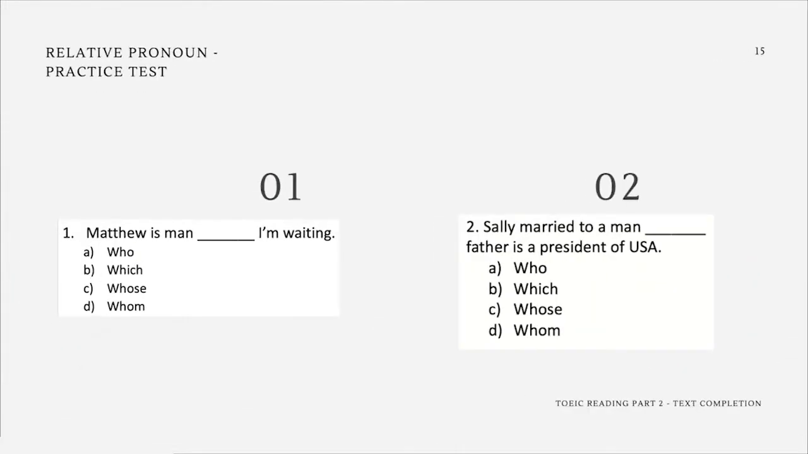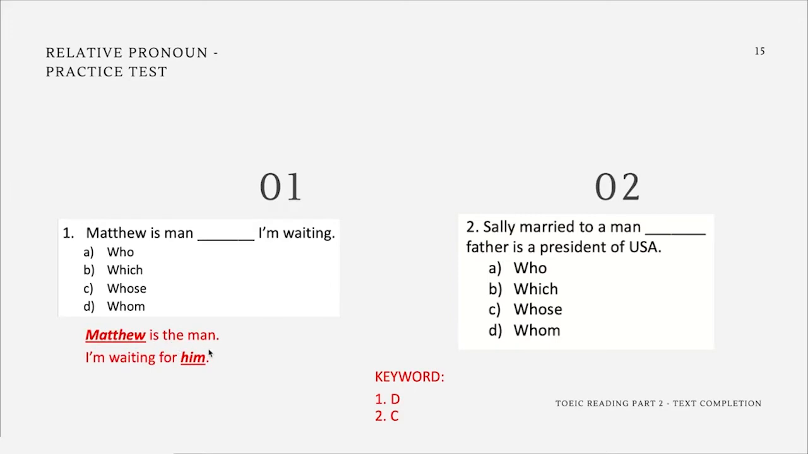Okay, here is the last part of our practice test for the text completion. As usual, I will give you 10 seconds to do the practice test. Try to pause the video first. Okay, finished, ya. So here are the keywords. The first one, Matthew is the man, blah blah blah, I am waiting. The answer will be D. Why is it D? Pay attention.